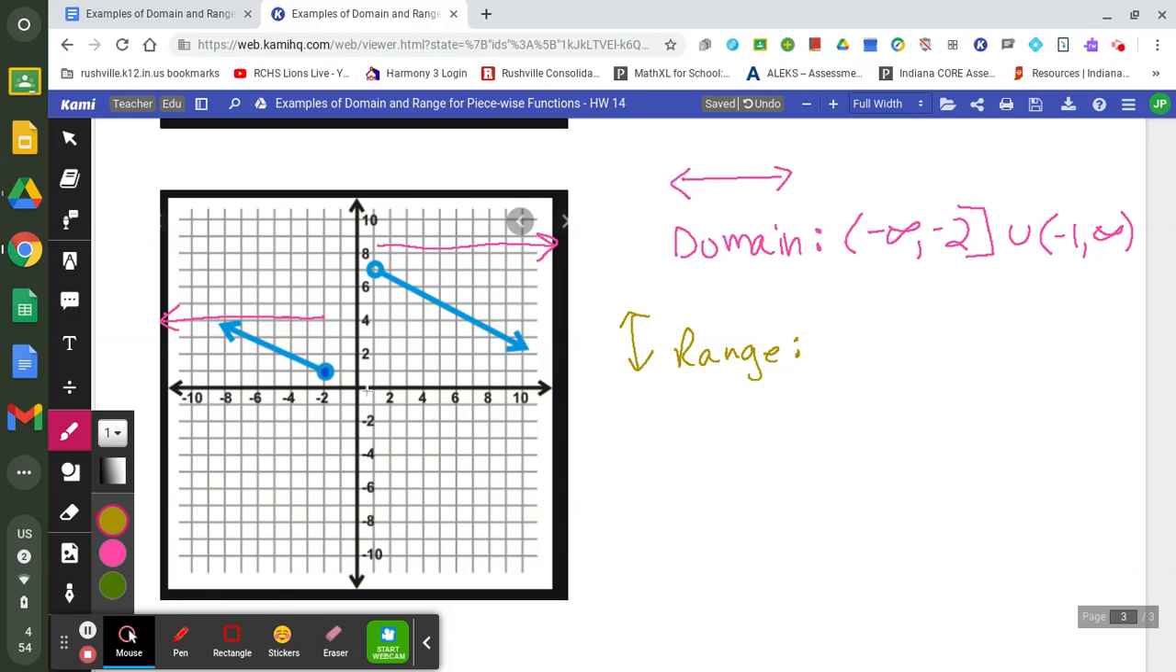And then our range, again, same as the one before. It goes all the way down, I should say, and it goes all the way up here. So negative infinity to positive infinity.